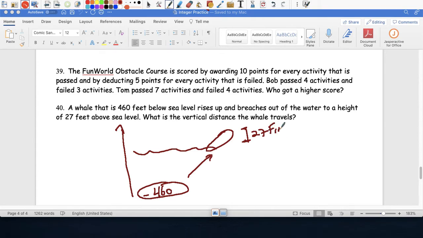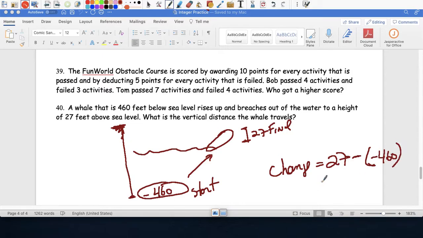So that's the final. That's the start. What's the change? Right. So we want to know this distance he went from here all the way up above the air. So the change is final. Final position of the whale is 27 here, right? Final minus, what's the starting position? Negative 460. So in this case, because we want the total distance, we're going to put in an absolute value. So 27 plus 460, and that's going to be 487, and obviously just going to give us 487 feet traveled.